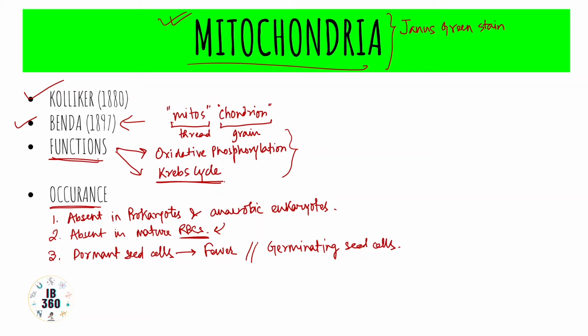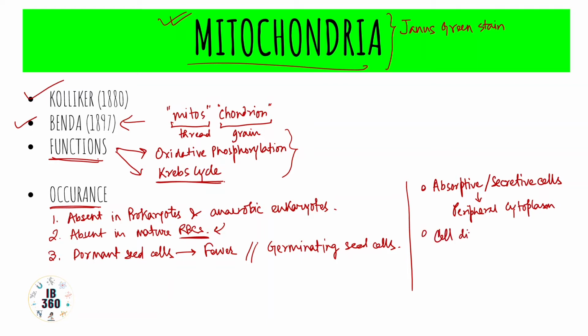Second is their positioning. In unspecialized cells, they are randomly distributed in the cytoplasm, but in absorptive cells or secretive cells, they would be found more towards the peripheral cytoplasm. Even during cell division, they would be found more towards the spindle fibers, because these are the locations which require energy. So according to the situation, the processes happening inside the cells, or the type of cells, their occurrence and positioning will vary.